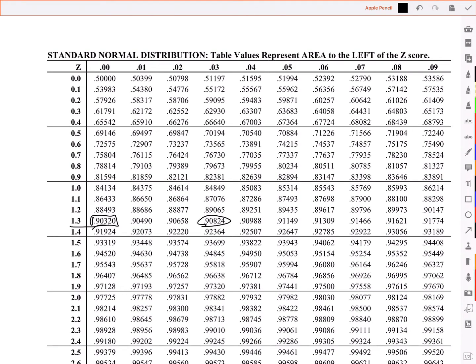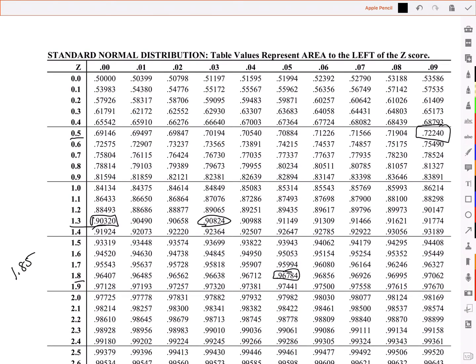If we got a Z-score, let's say we got a Z-score of 1.85, we go to 1.8, over to the 1.85, and the probability of finishing the house would be 96.78%. If the Z-score was 0.59, we go 0.5 over to the 9, and the probability of finishing the project would be 72%.